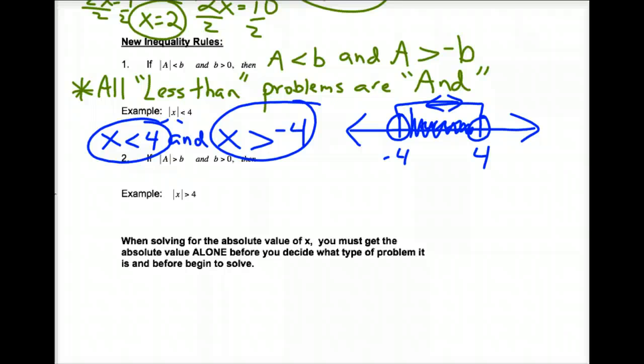So all less than ones are "and," and it's going to be your traditional ands. We'll talk about special cases in a minute here. You will have some of those.